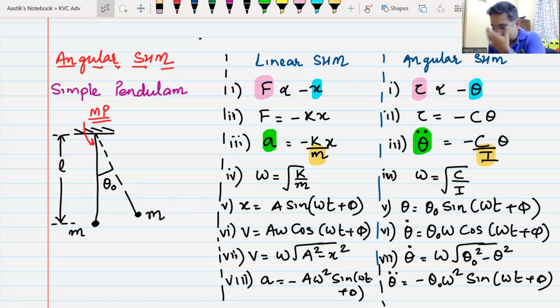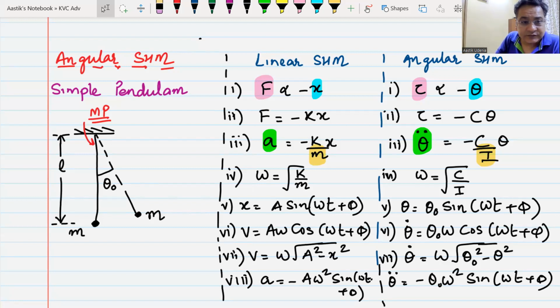So these are the equations. As you can see, all the equations are exactly the same. You just have to be careful while using these equations. Do you understand this, everyone? Yes or no? Yes, sir.